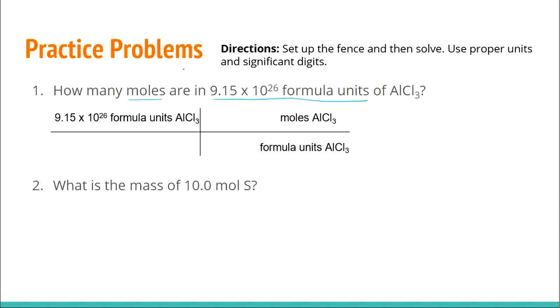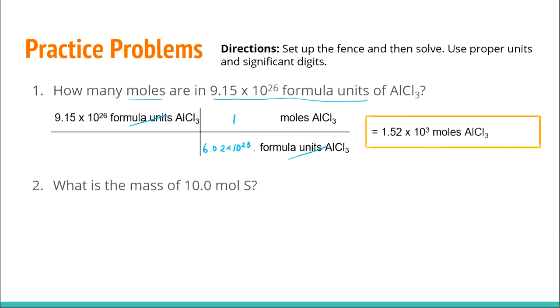Do you remember where the numbers go? So say it out loud again. 1 mole is equal to 6.02 times 10 to the 23 formula units. So we put 1 next to mole, 6.02 times 10 to 23 next to formula units. You know that your diagonal units will cancel out. And then you multiply across, divide by whatever's on the bottom, and the answer you get is 1.52 times 10 to the 3 moles of aluminum chloride.